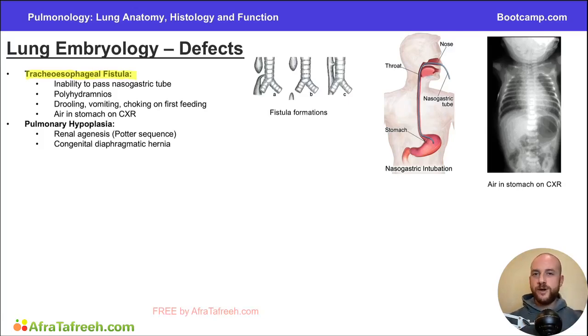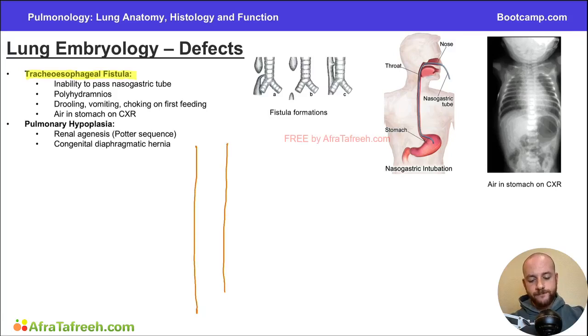So recall from our previous video, we discussed an embryologic structure called the foregut. And we said that the respiratory system is derived from the foregut. It grows off of the foregut as a little bud called a lung bud. And the lung bud is going to elongate and eventually give rise to a primitive respiratory system.